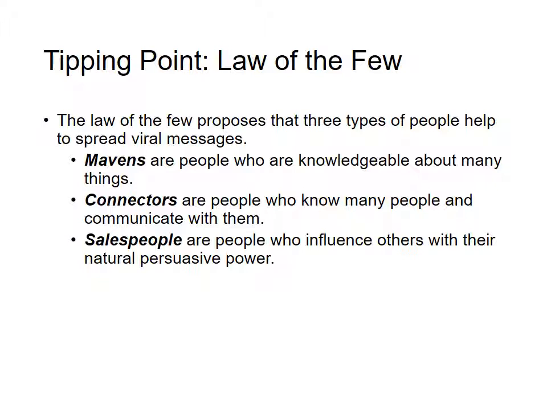The law of the few proposes that 3 types of people have to spread viral messages. Mavens are people who are knowledgeable about many things. Connectors are people who know many people and communicate with them. Salespeople are people who influence others with their natural persuasive power.